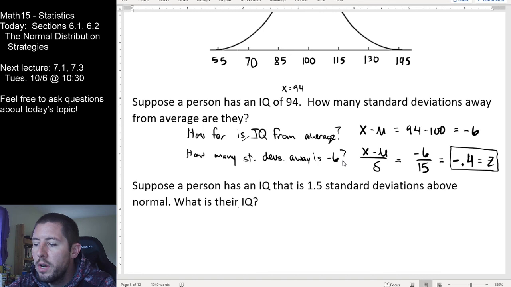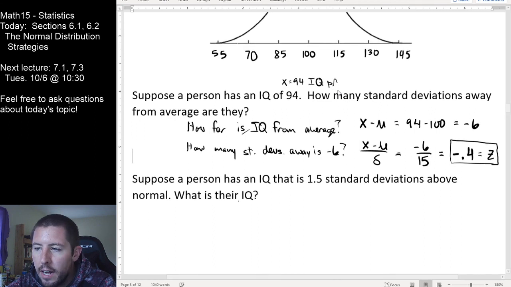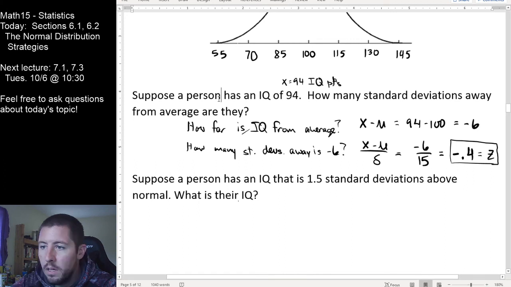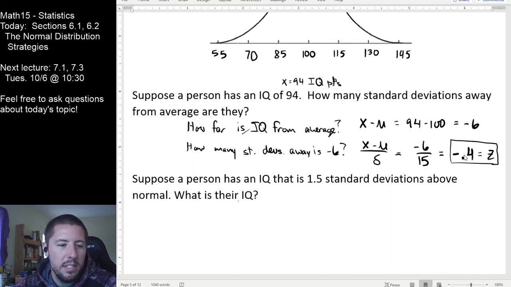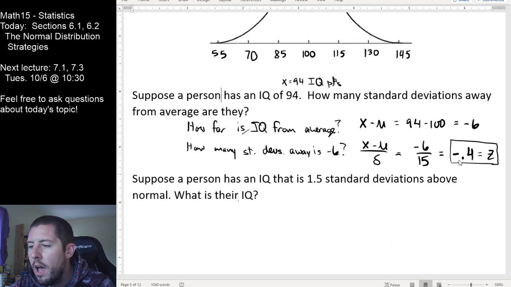And so notice here, 94 has units, 94 IQ points, right? That had units on it. Here, we've divided 6 IQ points by 15 IQ points, and we've ended up with a unitless answer. In a sense, our answer has the units of number of standard deviations away. But again, we've kind of lost the in-context unit right here.